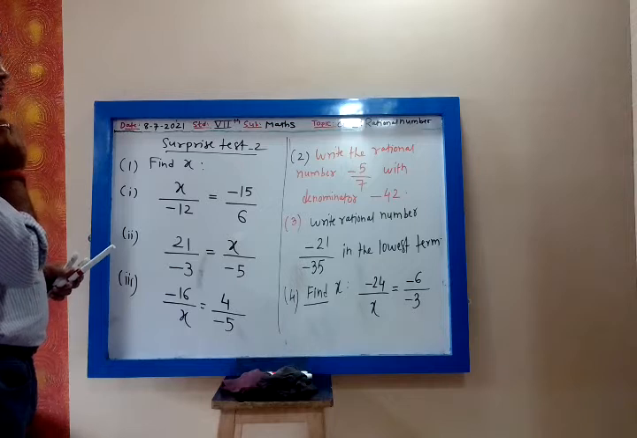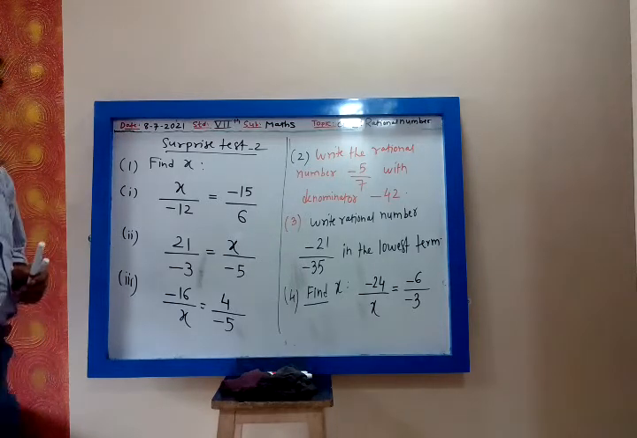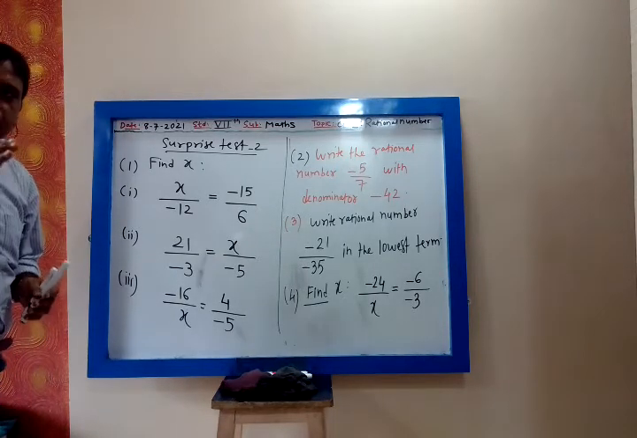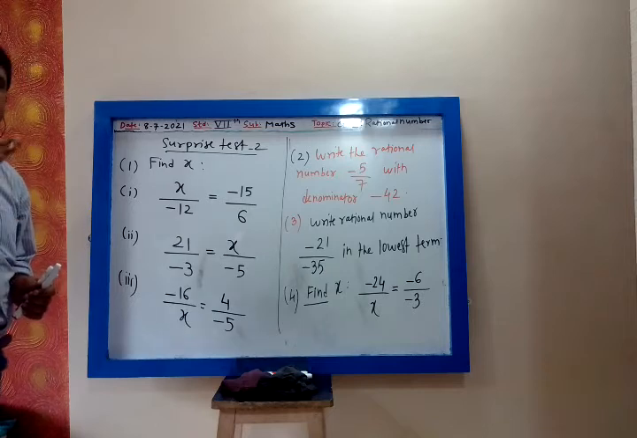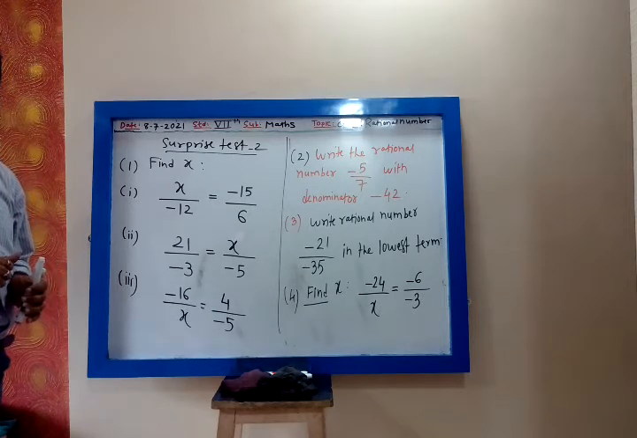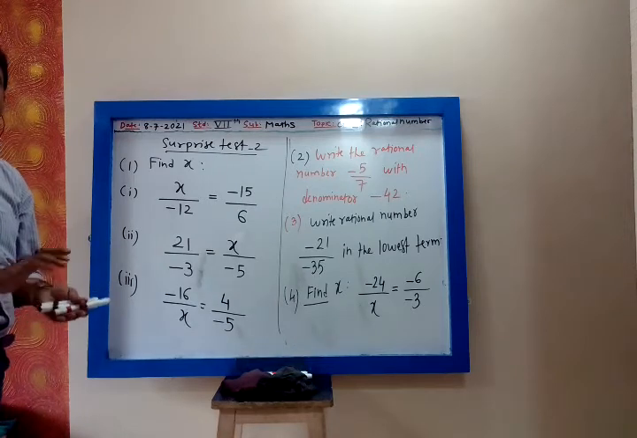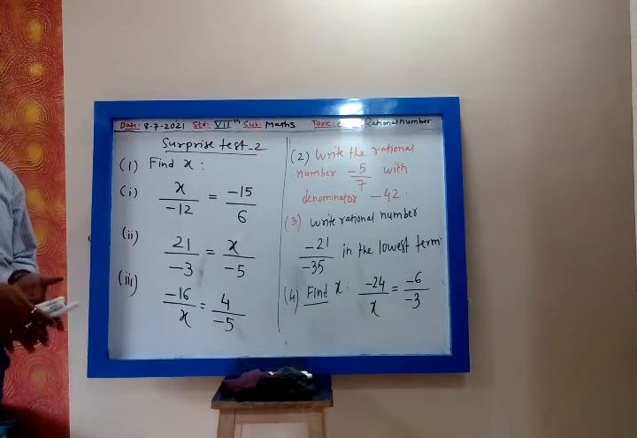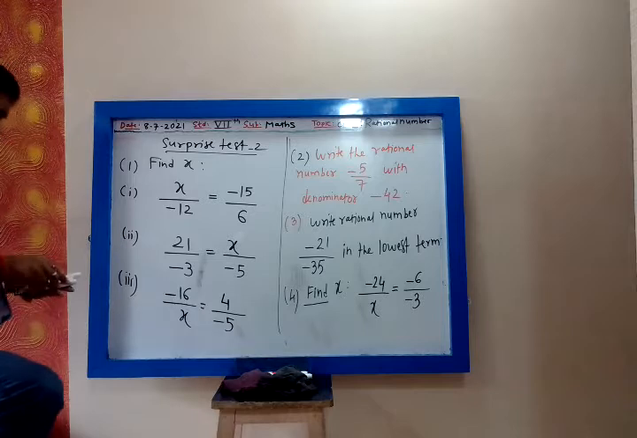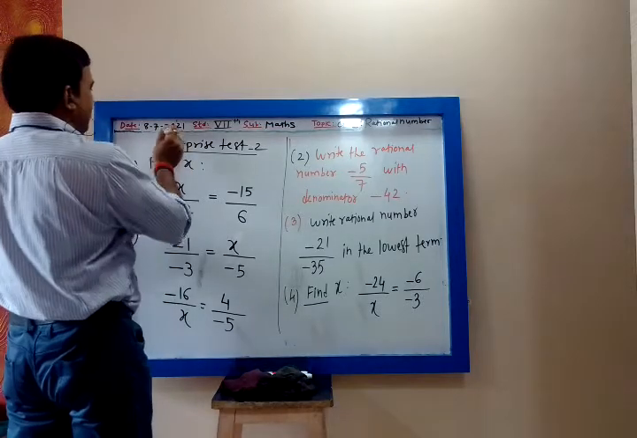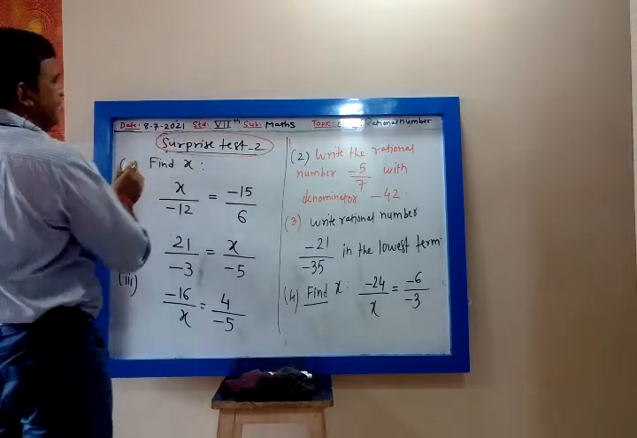Minus 42. Wrong, my dear. 30 upon minus 42. When you multiply minus into minus, it will become plus, my dear. Do it fast. Surprise test.